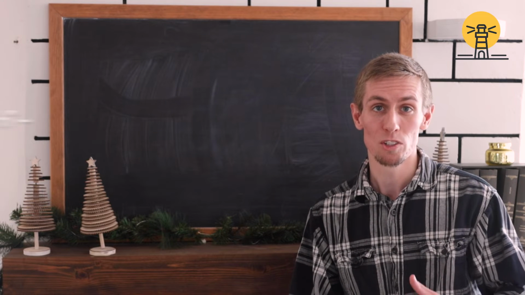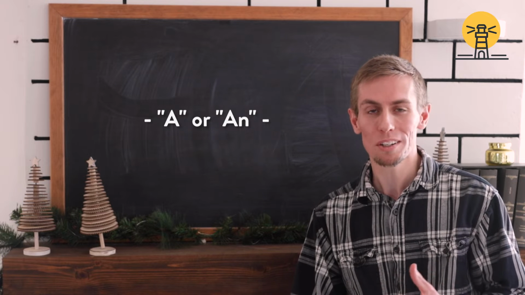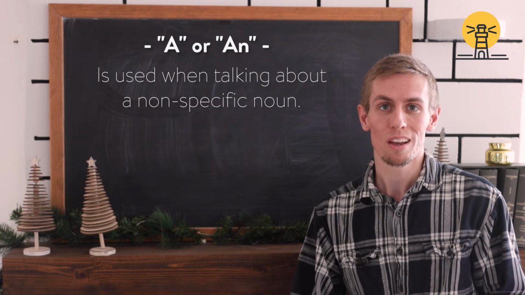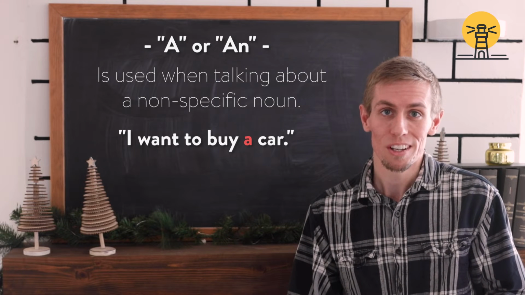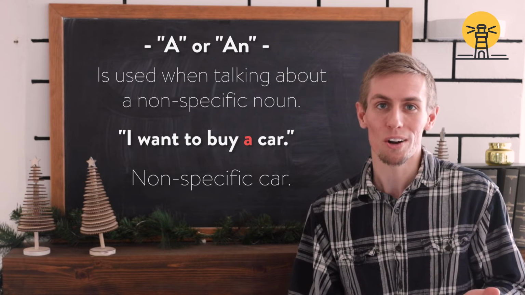Now let's talk about using a or an. We use a or an when we're talking about a non-specific noun. So for example, I want to buy a car. We don't know which car. You haven't seen it, I haven't seen it. It's not a specific car.